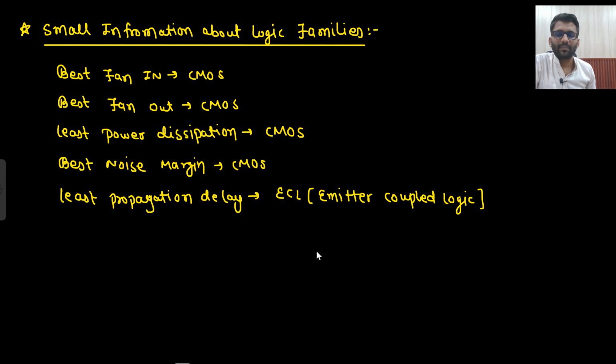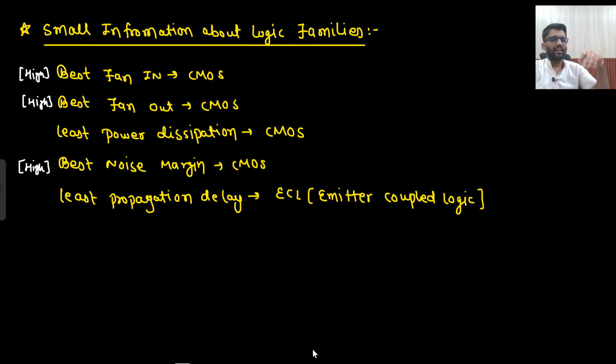One more small thing is there about the logic families. So this is the small information. So we have studied the classifications of all the logic families. So best fan in CMOS will have, best fan out CMOS will have, least power dissipation CMOS will have, best noise margin means high noise margin. This is also high noise margin. This is also high noise margin. And you would want your power dissipation to be low only, right? So this is having least power dissipation.